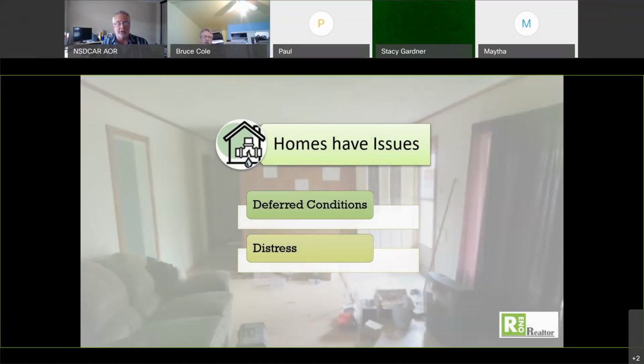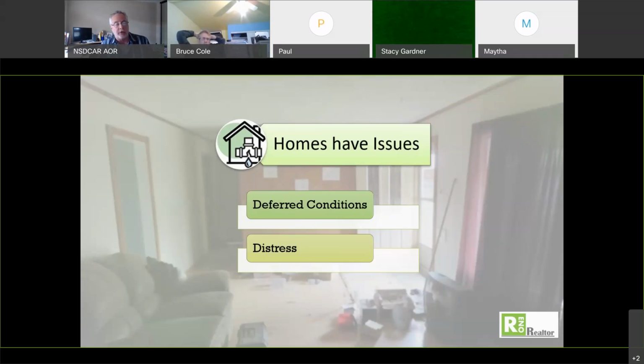So deferred conditions out there, some of it will be very obvious as you're evaluating the property. Some of them might come about during the inspection process. So this is going to give you the ability to start building a construction budget and add it to the loan so you can move forward to create the home that you're looking for.